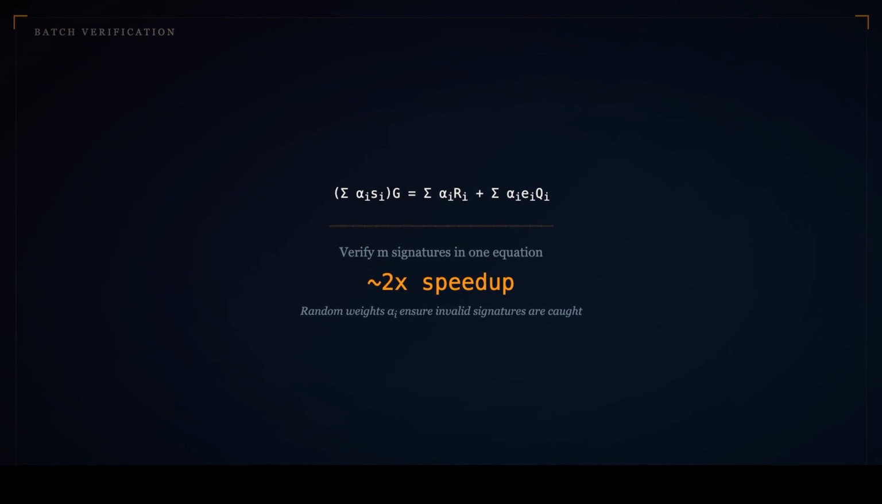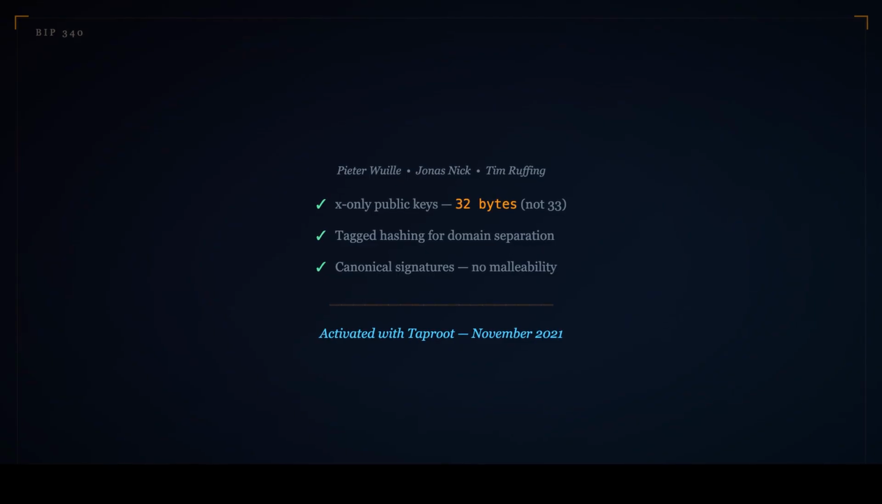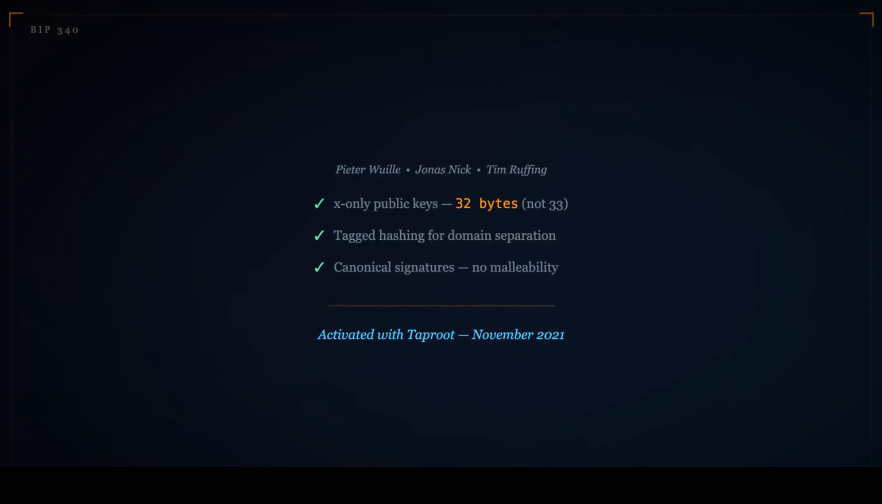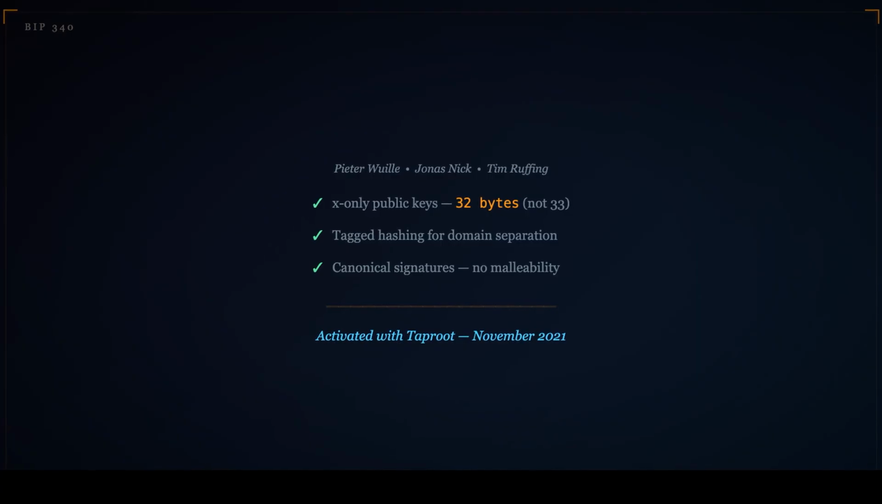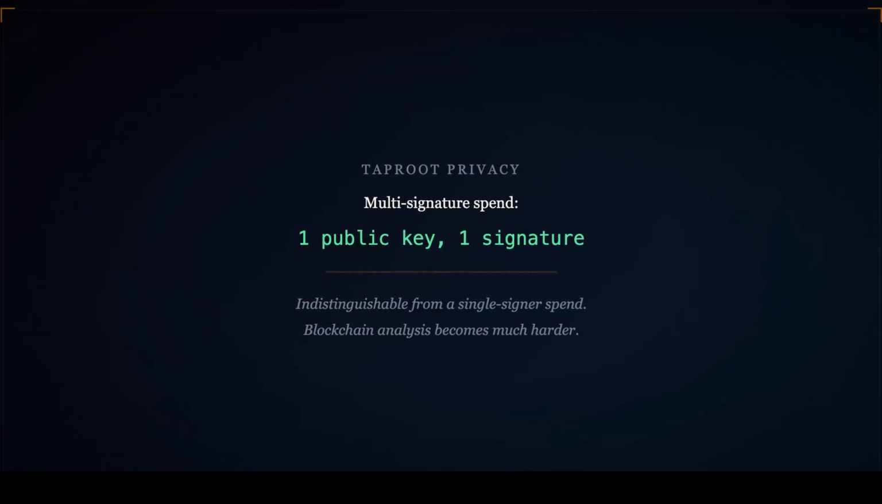BIP 340, co-authored by Pieter Wuille, Jonas Nick, and Tim Ruffing, specifies several Bitcoin-specific design choices. Public keys use only the x-coordinate, 32 bytes instead of 33. All hash functions use tagged hashing for domain separation, and signatures are canonical by construction, eliminating the malleability issues that plagued ECDSA.